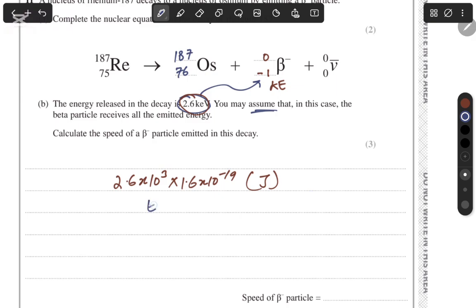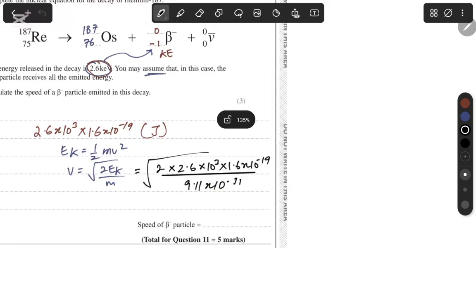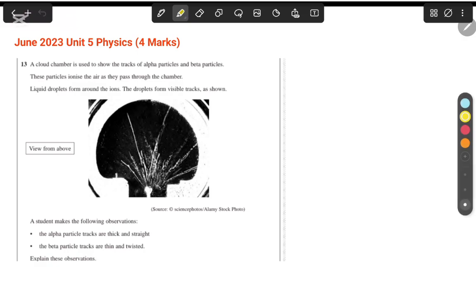Now I can apply the formula. The kinetic energy is equal to half mv squared, and v is equal to the square root of 2 times kinetic energy over m. So I can just plug the values in then. 2 times 2.6 times 10 to the power of 3 times 1.6 times 10 to the power of -19 divided by the mass of a beta particle, which is 9.11 times 10 to the power of -31. That's going to give you an answer of 3.0 times 10 to the power of 7 meters per second. Pretty simple.